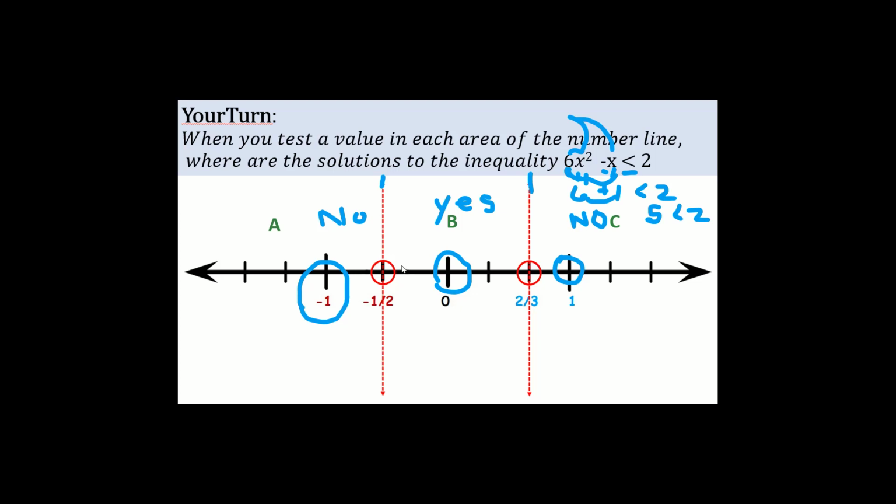Alright, so our solution set is going to be in between here. All of these numbers are going to make that inequality true. But we're not going to include negative 1/2, so we have that soft bracket or parentheses, and we go to 2/3, and we have that parentheses. So this is how we write it in the correct notation. So it's going to be area B.